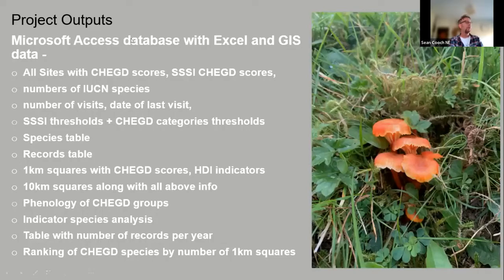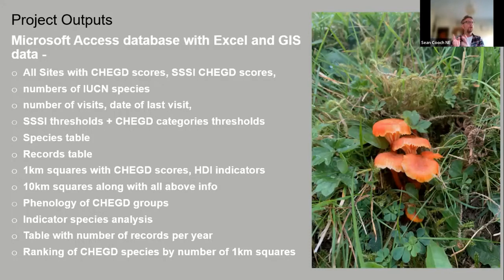And I'll very briefly whiz through this because I know time is running away with me. The database has got all the sites with the CHEG-D scores and the triple SIs with CHEG-D scores. We've also used the IUCN species, so the red list species. It catalogues the number of visits under the FRDBI and all the dates of the visits. We've got triple SI thresholds, CHEG-D thresholds, species tables, records tables.